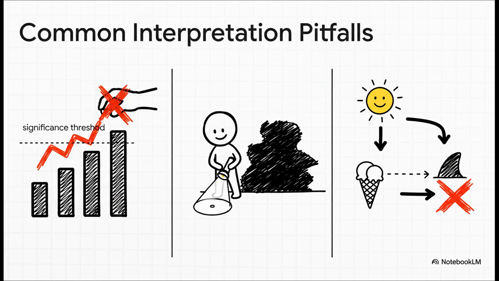A p-value over 0.05 does not mean there is no difference. It means you failed to find evidence of a difference. As they say, absence of evidence is not evidence of absence.